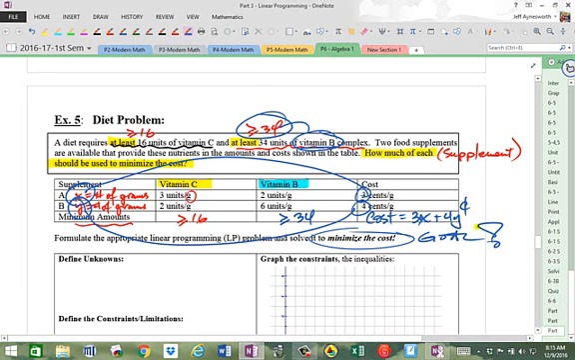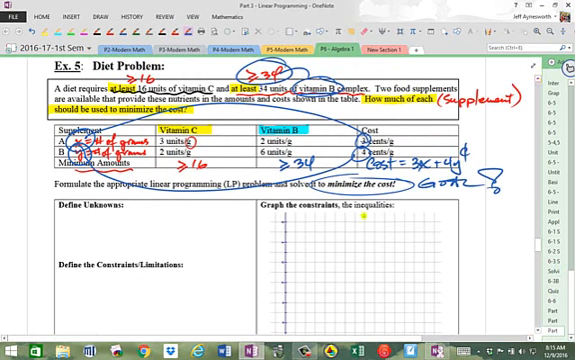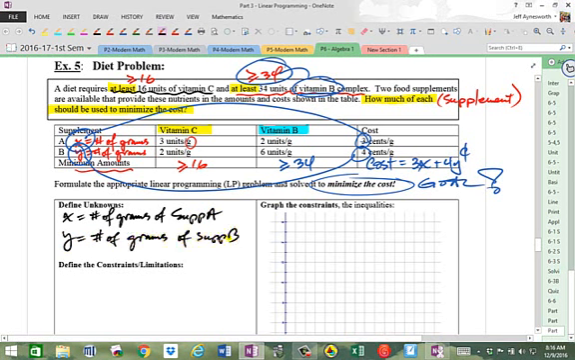So let's interpret. We'll keep interpreting here. Let's write down our variables first, as we did up here. X stands for the number of grams of supplement A, and y equals the number of grams of supplement B. The most common mistake people make on this problem is thinking x and y stand for vitamin B and C, and that's not the case. It's just part of the supplement. So you have to be careful on that.